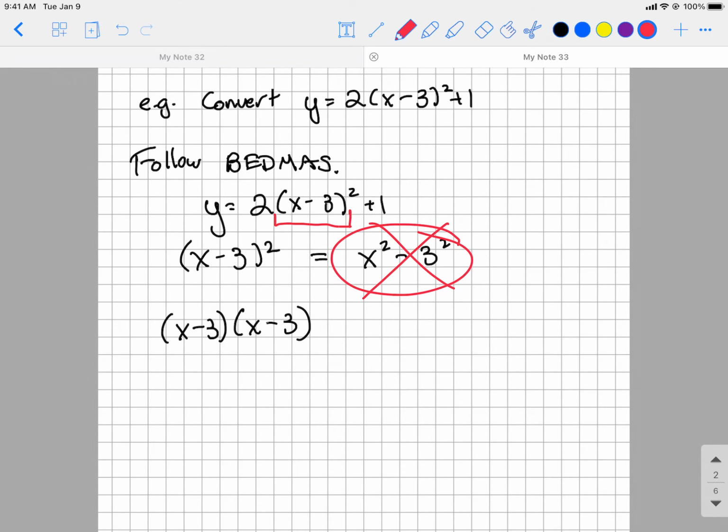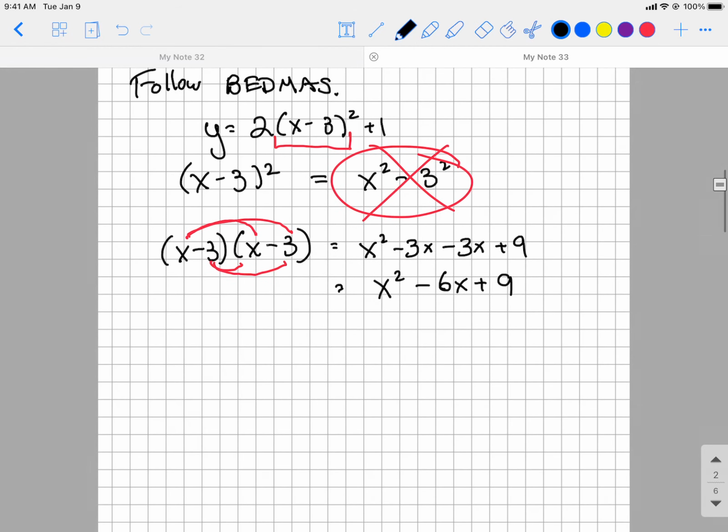If you want to multiply two binomials like this, don't forget you need to FOIL, which means you need to do x times x, x times negative 3, negative 3 times x, and negative 3 times negative 3. So we've got x squared minus 3x, again minus 3x, and plus 9. Or if you simplify that down, x squared minus 6x plus 9. So going back to our function, we've got y equals 2 times (x squared minus 6x plus 9), and then plus 1.